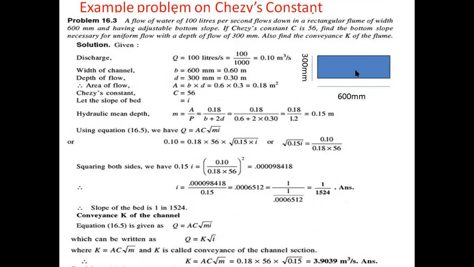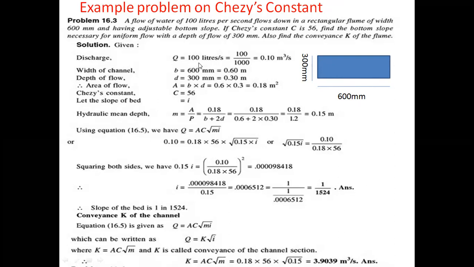A flume means, for example, smoke in factories, dust and waste particles are transferred out to the atmosphere by using the flume. This is the rectangular flume. The breadth of this flume is 600 mm. The depth of the flume is 300 mm.